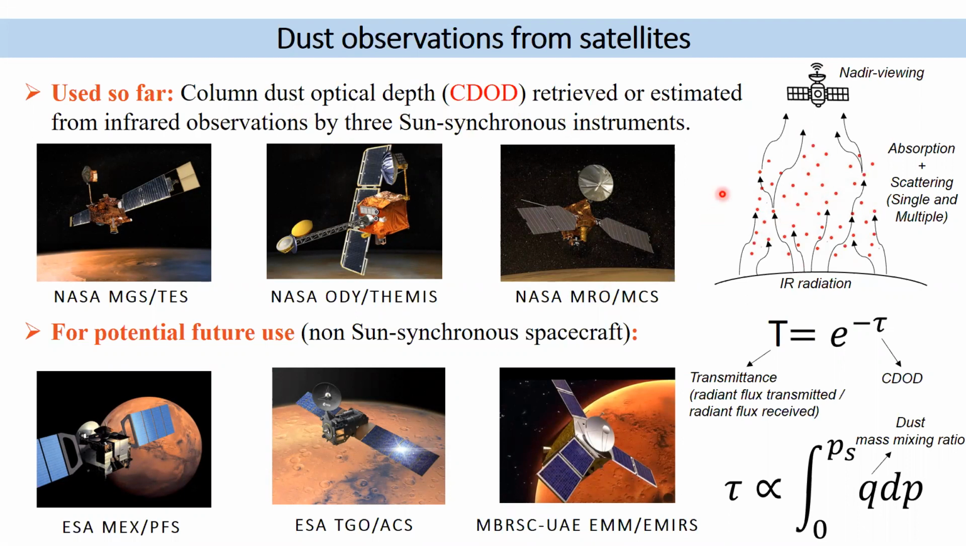But let's consider a spacecraft looking at nadir, and we look at the picture on the right. The ground emits infrared radiation. This infrared radiation goes through the atmosphere where there are dust particles. Some of these absorb the infrared radiation, some others scatter this radiation with single or multiple scattering. At the end, some of the radiation is observed by the satellite in space. The optical depth is basically related to the transmittance of the atmosphere.